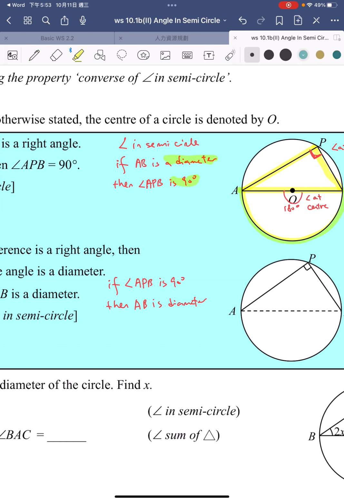It looks very similar, but for the first one, the angle in the semicircle, first of all we have a diameter, then we can say that the angle is 90 degrees. For the converse, we first of all have the 90 degrees already, then we can say back that AB is a diameter. That's the main difference, so you need to define which one comes first. In your real exam we mainly use the first one. We seldom use the second, but you still need to understand the meaning of it.